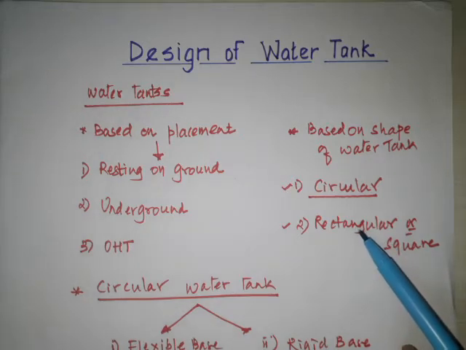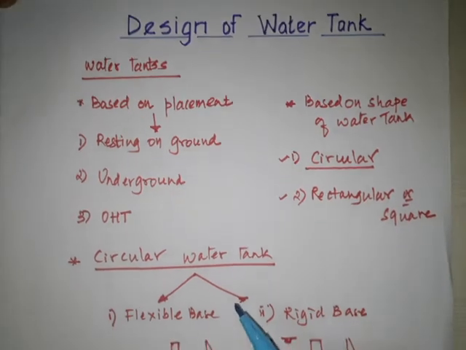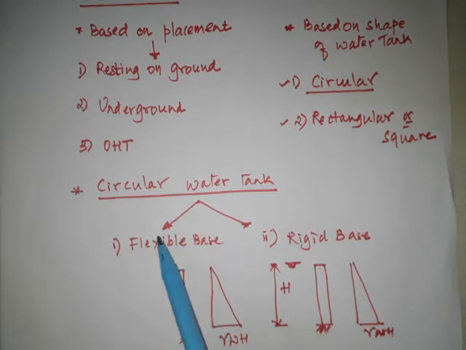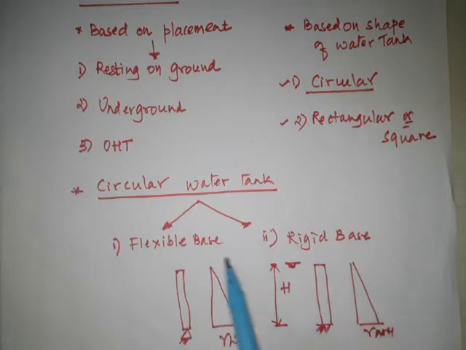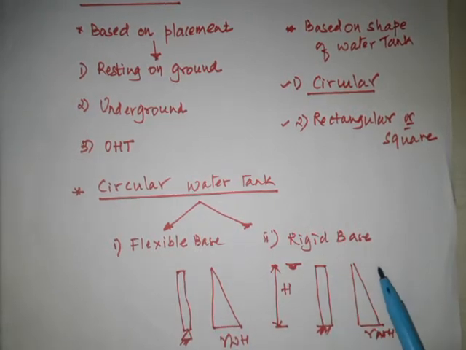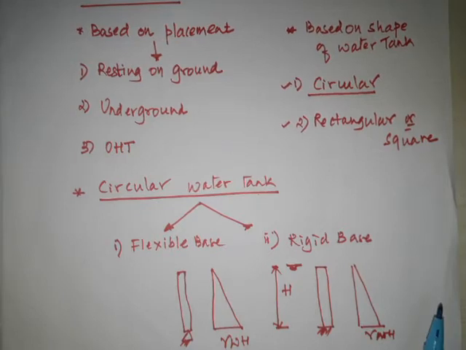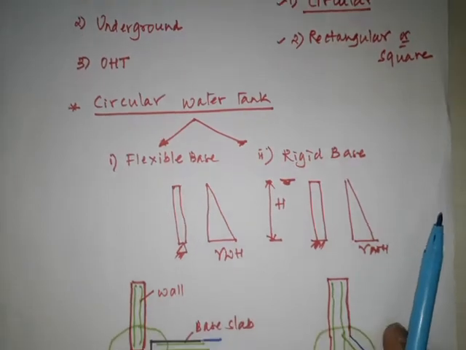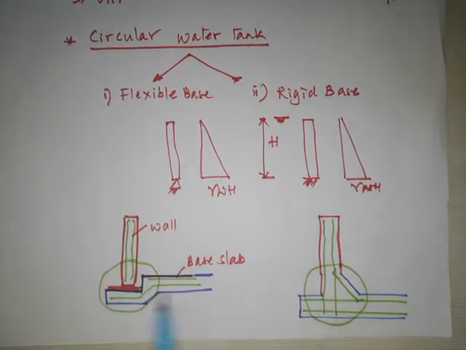After that I discussed the types of circular water tank. In that, we have the water tanks divided with respect to the connection, that is, if the joint is flexible and if the joint is rigid. And I discussed how the connection is maintained based on the end condition, whether flexible or rigid connection, and how the connection will be provided if it is a flexible base and if it is a rigid base.